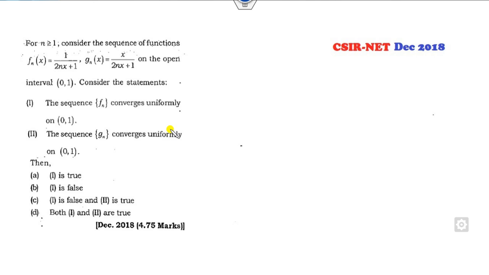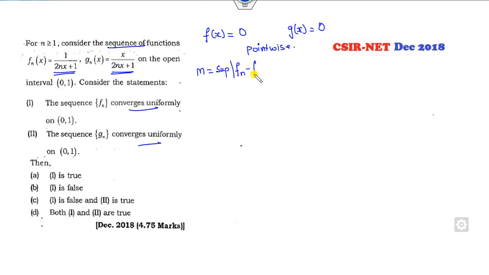Okay, look at this other one. Again, it is a sequence of functions. So you first find the limit of f_n(x) as n approaches infinity, which is 0. For the sequence g_n, what is that? It is again 0. Fine. So what is the meaning of that? Both are pointwise convergent. Now they are talking about converging uniformly. So define the M_n over the domain of f_n minus f.